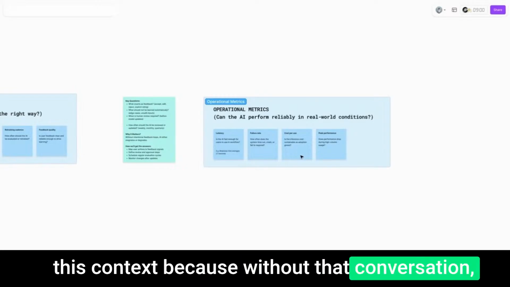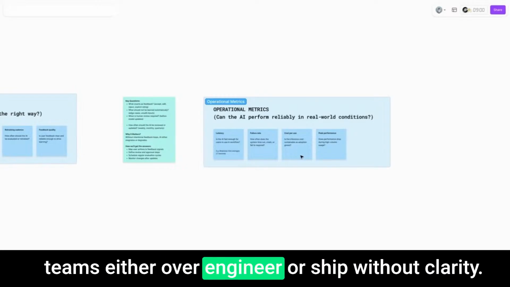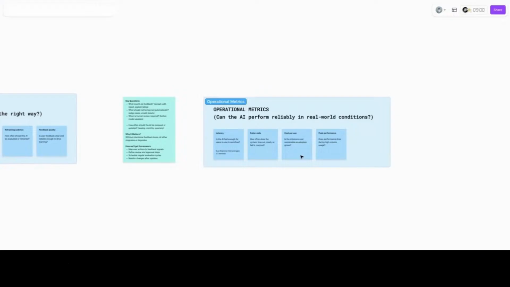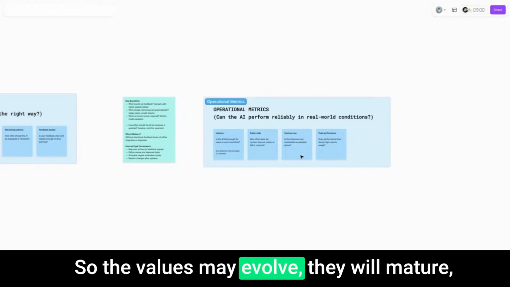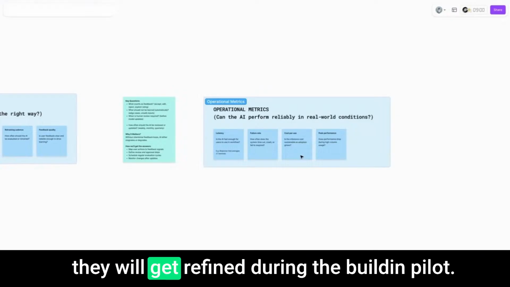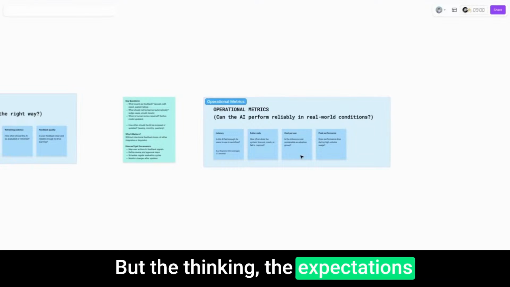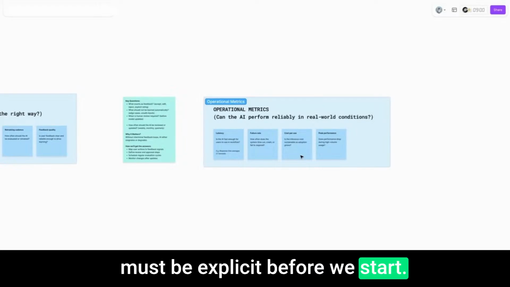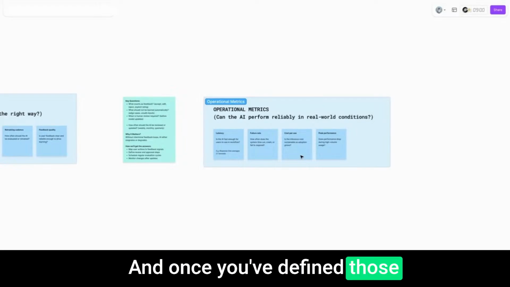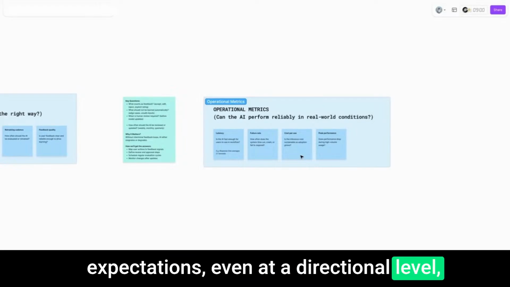Because without that conversation, teams either over engineer or ship without clarity. So the values may evolve, they will mature, they will get refined during the build and pilot. But the thinking, the expectations must be explicit before we start. And once we've defined those expectations, even at a directional level, we can summarize success clearly.